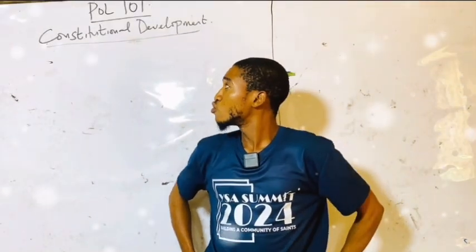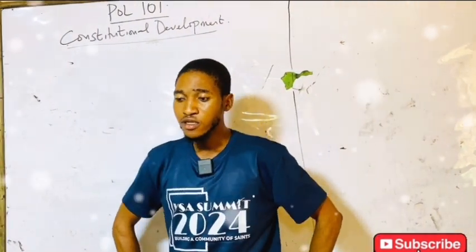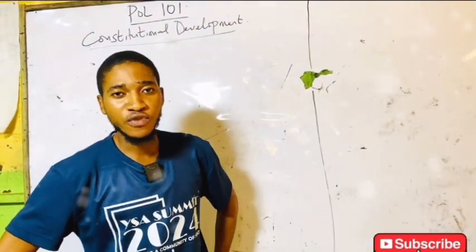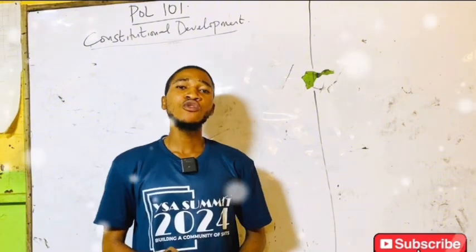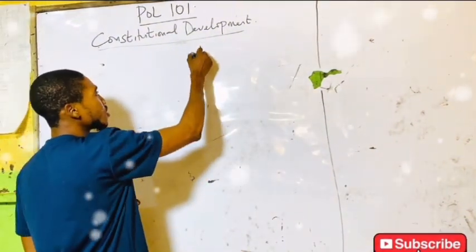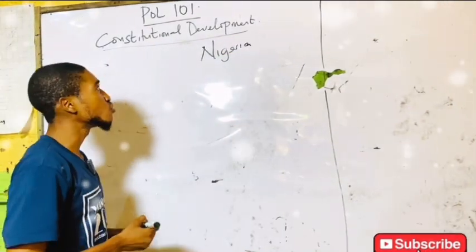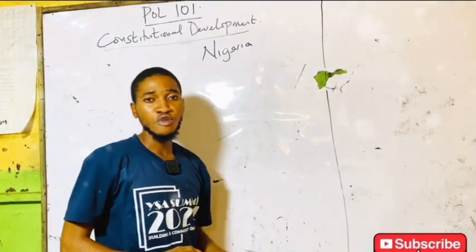So in today's video we'll be discussing constitutional development and we'll start from the origin of Nigeria. So in this video we are going to learn how we got the name Nigeria. We are going to lead it to constitutional development.